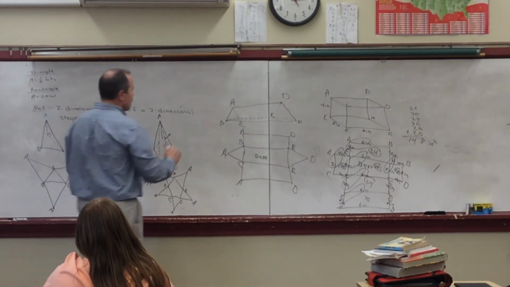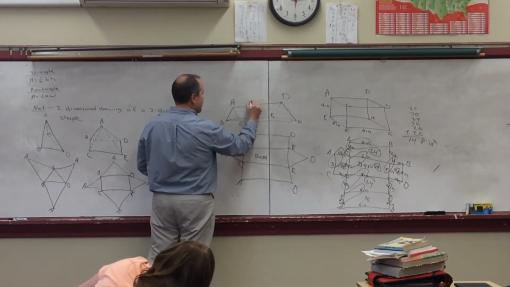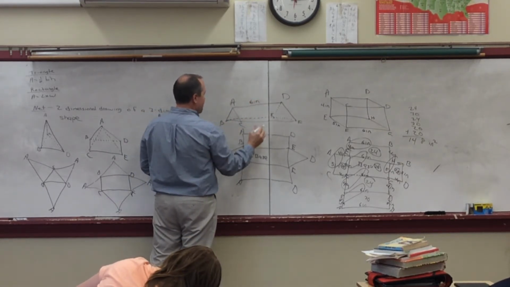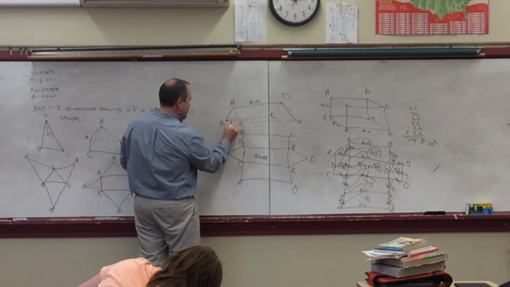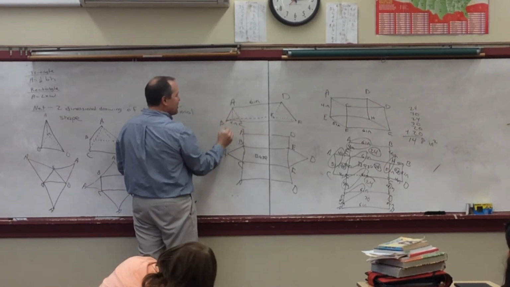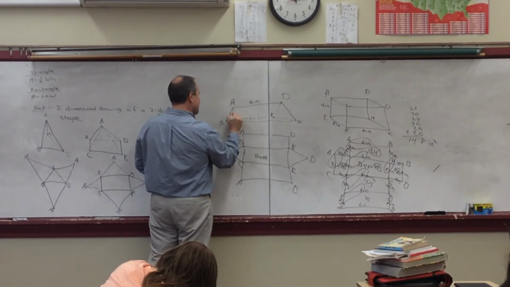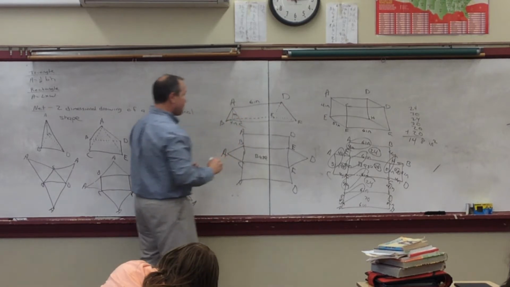Now, let's go to this one. Let's say that this is 6 inches. This is 4 inches. I'm going to need to tell you the height of this triangle, of this shape. This is going to be, let's say, 3 inches.